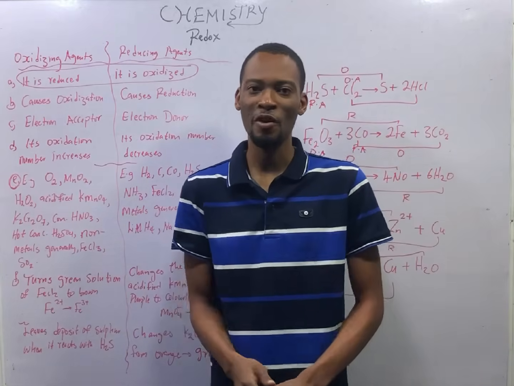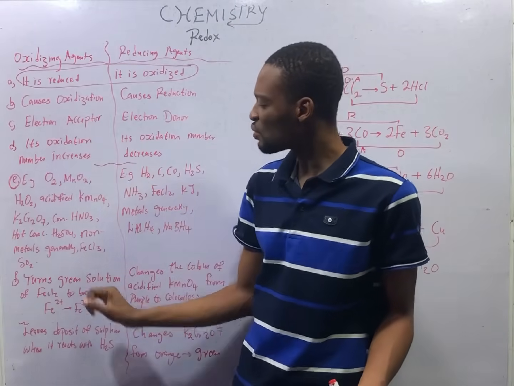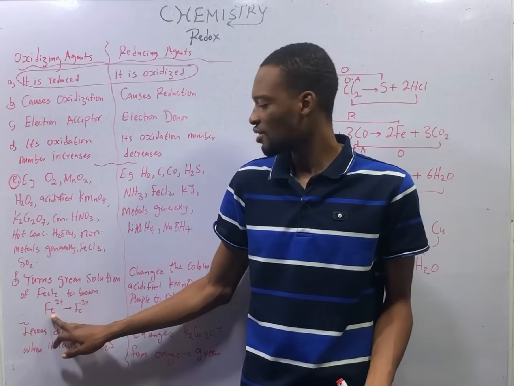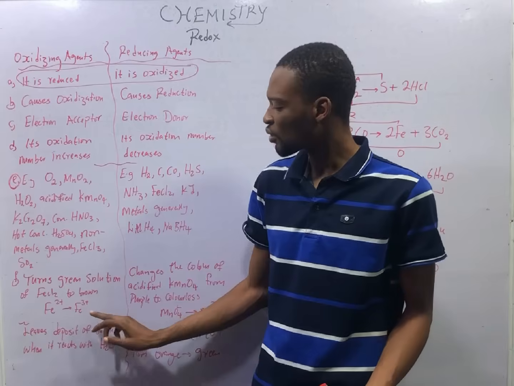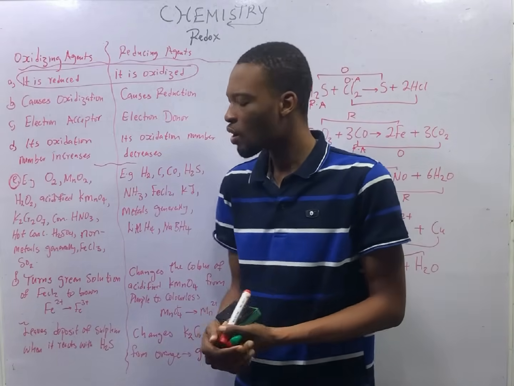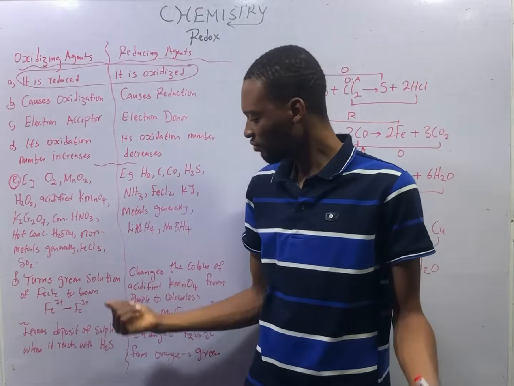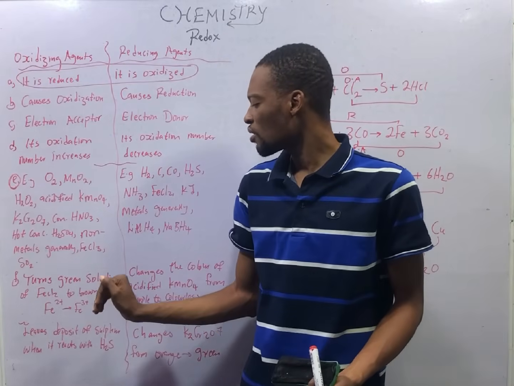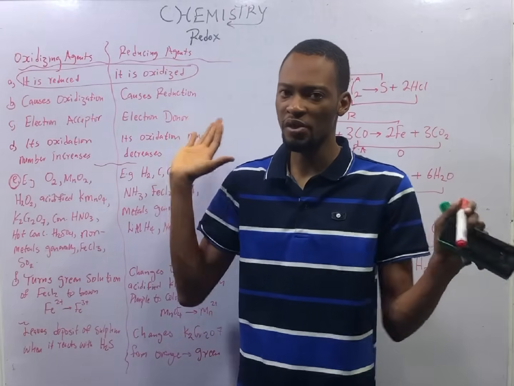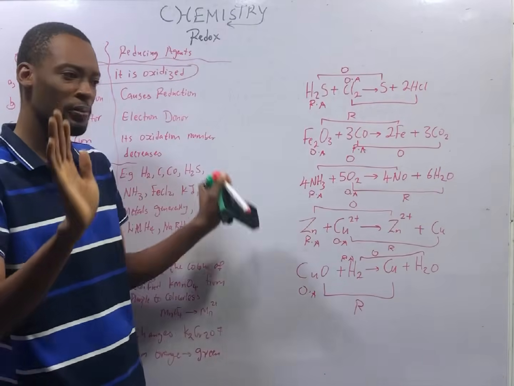We have tests for oxidizing and reducing agents. The first test is that an oxidizing agent will turn green solution of iron(II) chloride to brown. Iron(II) is green, then iron(III) is brown, which means it has oxidized iron(II). That is test number 1. Test number 2, when an oxidizing agent reacts with hydrogen sulfide, it will leave a deposit of sulfur. So when you add oxidizing agents to hydrogen sulfide, a deposit of sulfur will be left.